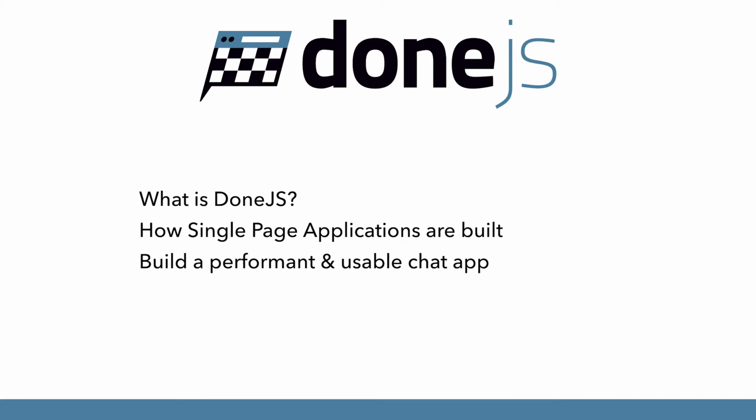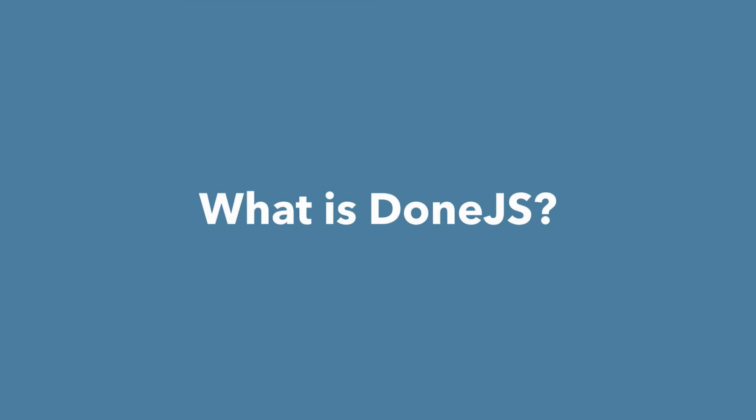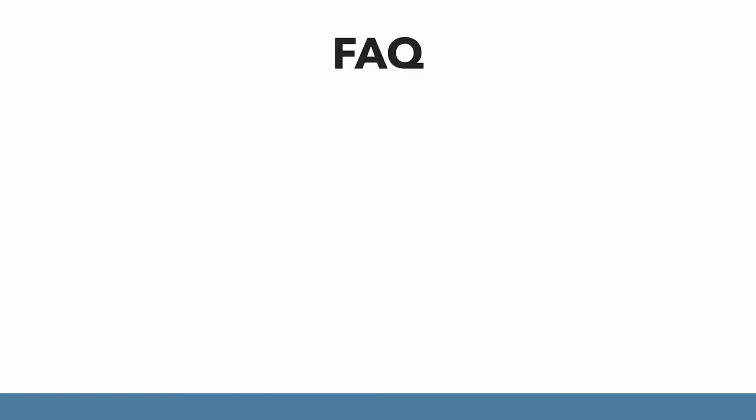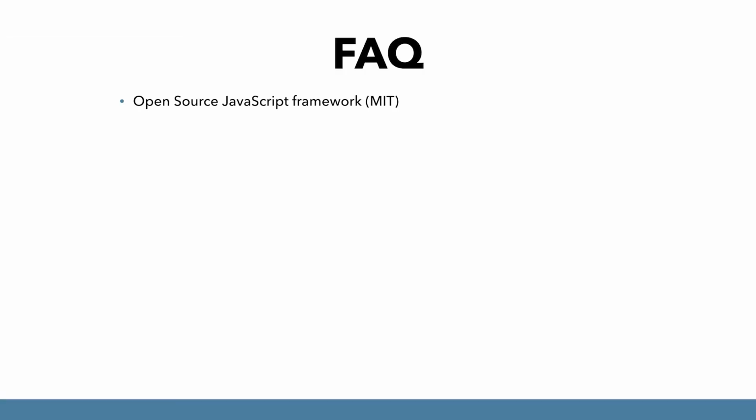So first, let's talk about what Done.js is. Done.js is an open source JavaScript framework. It's MIT licensed, so you can use it for whatever kind of project that you want to. It's backend services agnostic, which means that you can use Done.js with any sort of backend APIs that you want. You can be writing your backend code in Ruby or Java or PHP or what have you, and you can use all of the Done.js libraries in the front end.